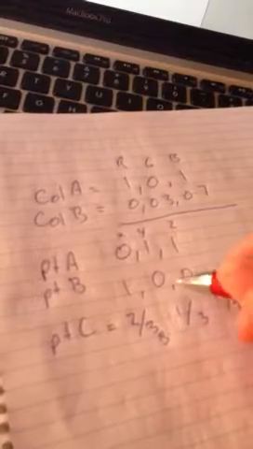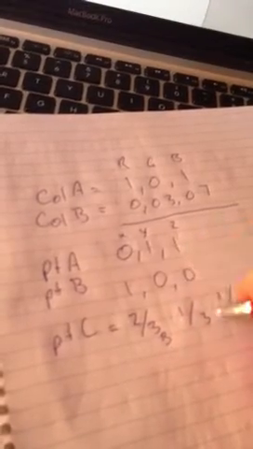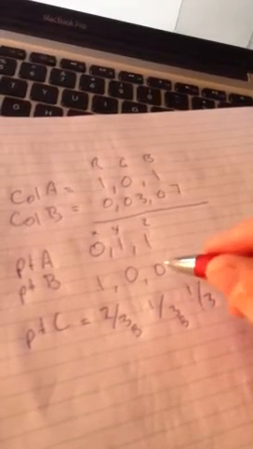1/3 is closer to point B because it's closer to 0 than 1. 1/3 is closer to point B because it's closer to 0 than 1.